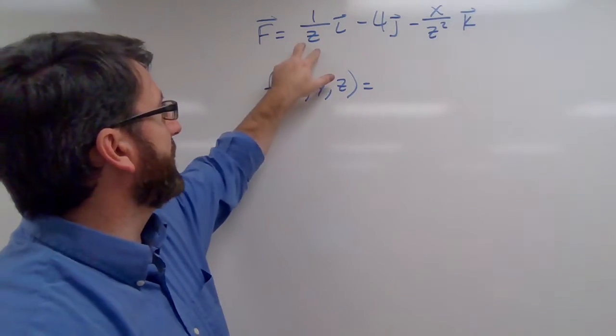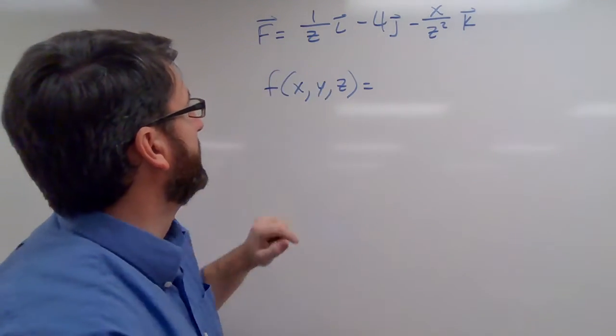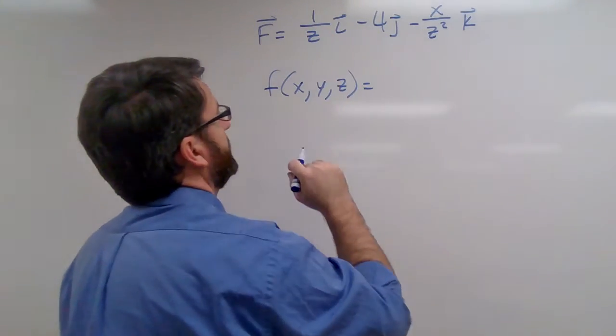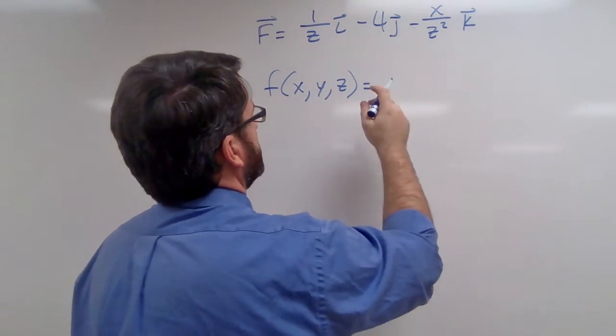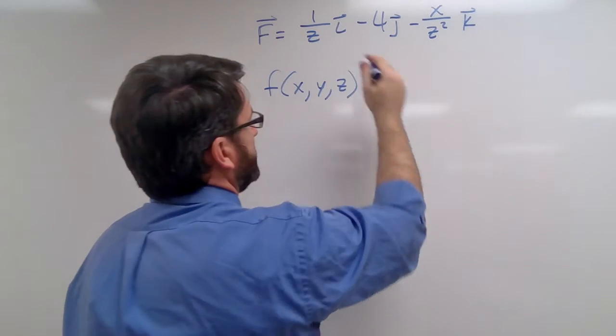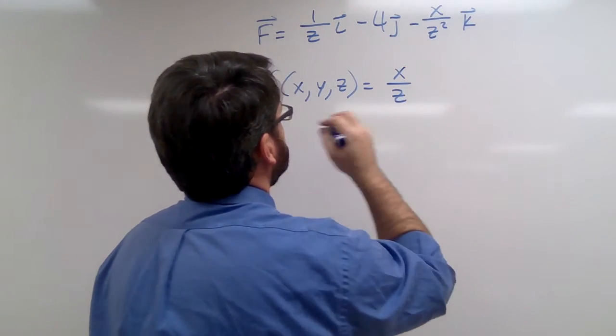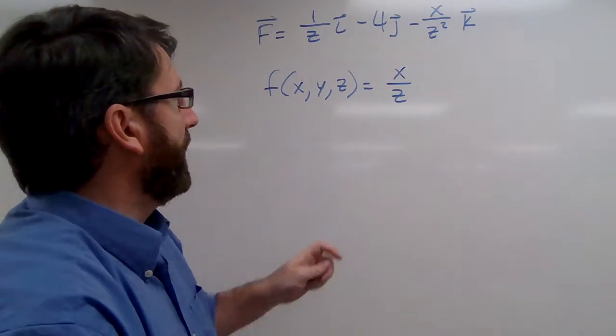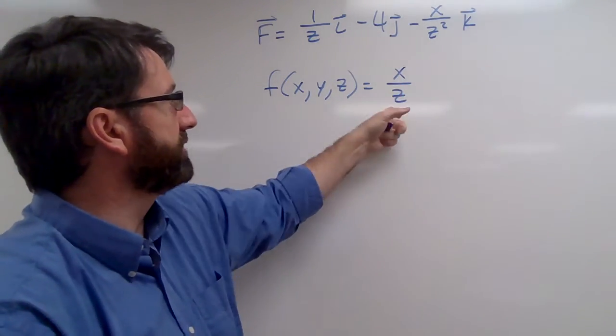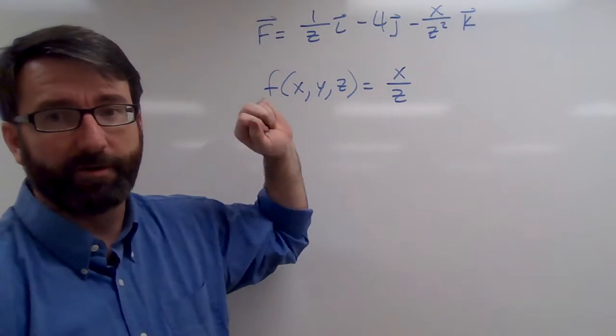So let's start by taking the antiderivative of this right here. So that's just with respect to x. So that's going to be x over z. All right, so the partial derivative of this with respect to x would be 1 over z.